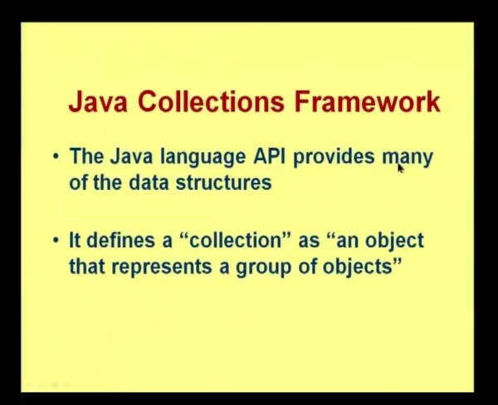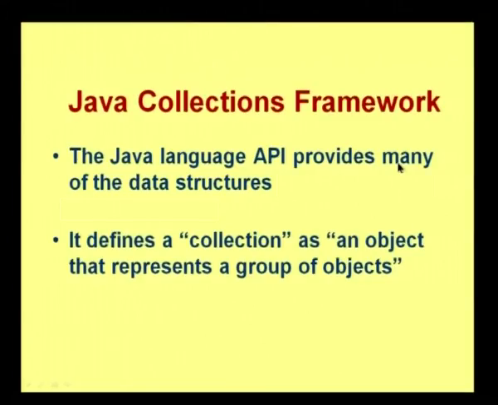So Java language API provides many data structures. It defines a collection as an object that represents a group of objects. So we'll see what is collection. Already I told you that you have an array data structure which could store elements of the same data type. It may be a primitive data type or a non-primitive data type. If it is a primitive data type, for example, an array of integers. If it is a non-primitive data type, an array of strings. Similarly, I can even have an array of employees, all objects.